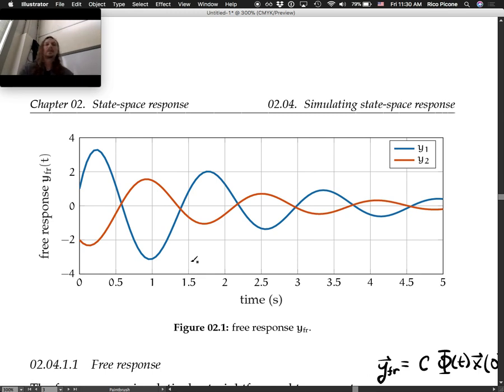So we start out with these initial conditions, and we have no forcing. Remember, the free response is for no forcing. No forcing. Y1 has this nice oscillation down to 0, and then Y2 also has this oscillation down to 0.